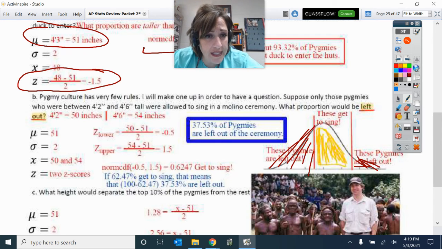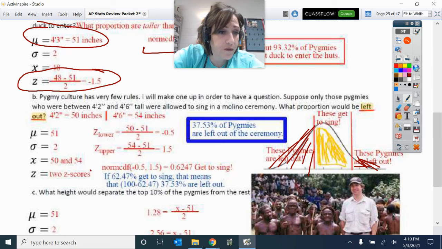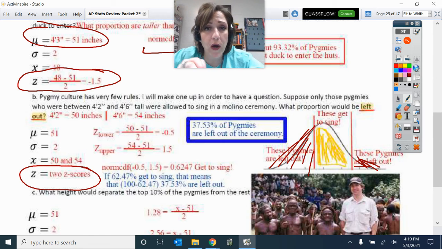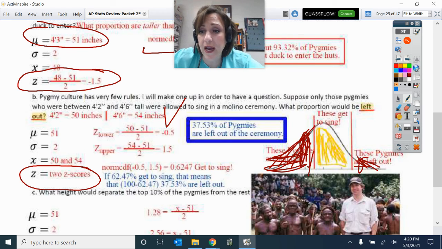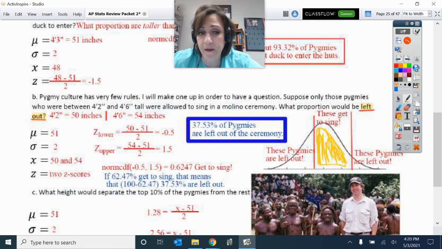So regardless, I got the 2 different z-scores, one for 50 inches and one for 54 inches. So here are the z-scores. And apparently it looks like I got this. 62.47% of them get to sing. That's the yellow part. So I subtracted that from 100. Now, again, you could have just figured out the left area and the right area and added those together to see who does not get to sing.